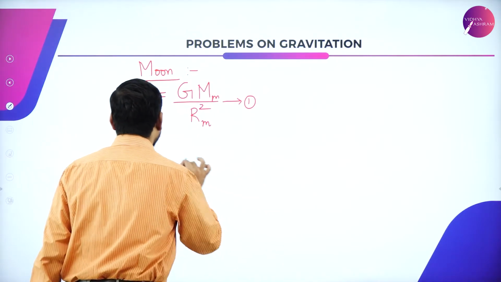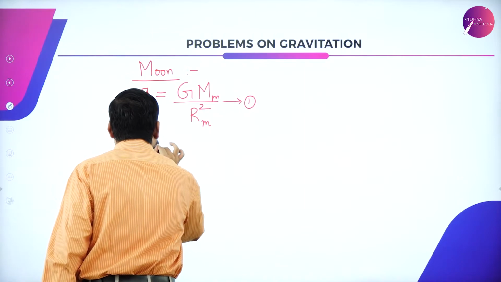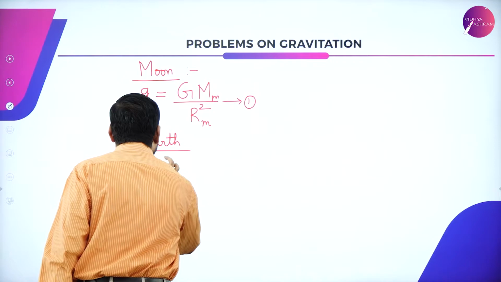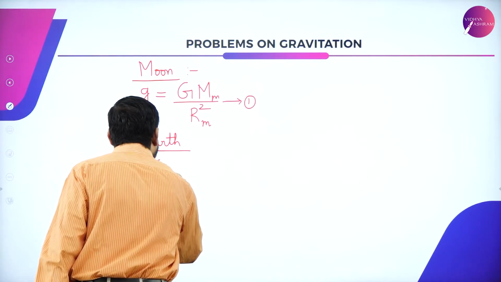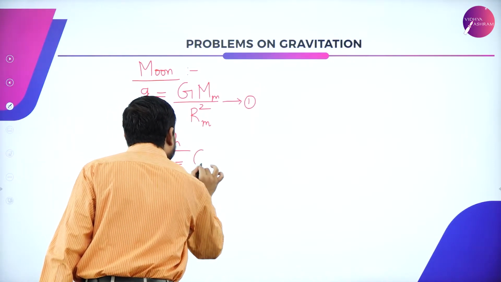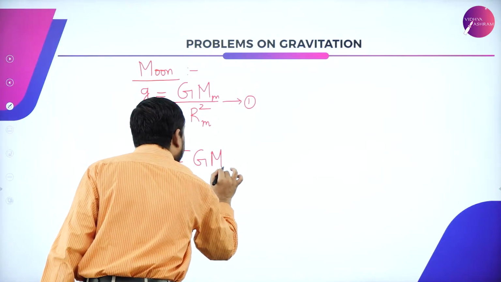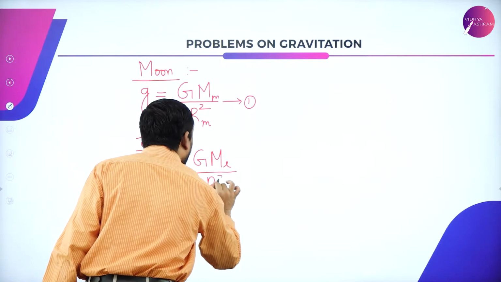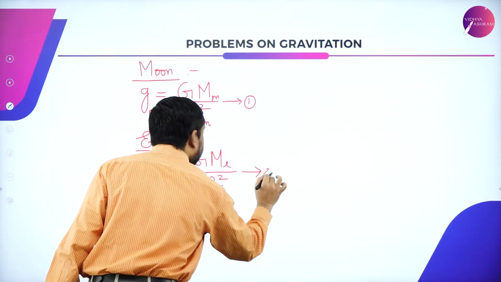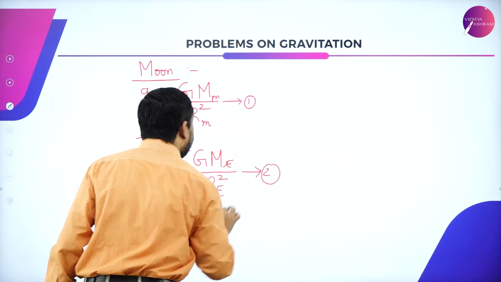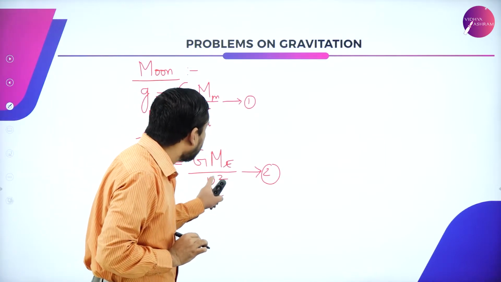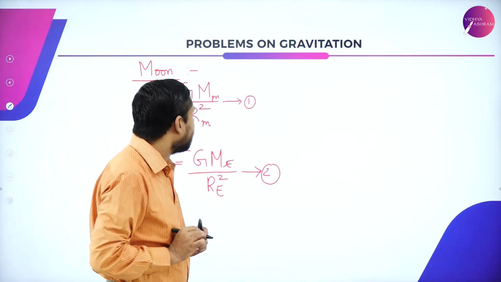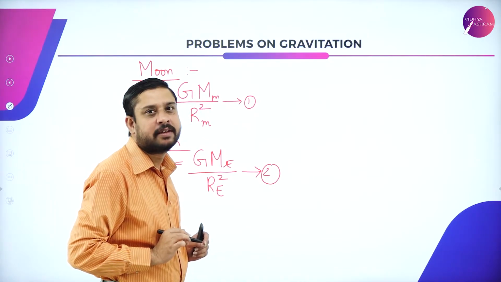The next one, this is of the earth. So GE, acceleration due to gravity, is capital G M by RE whole square, where M is the mass of the earth, capital R is the radius of the earth.